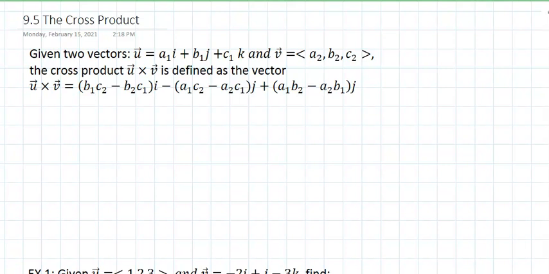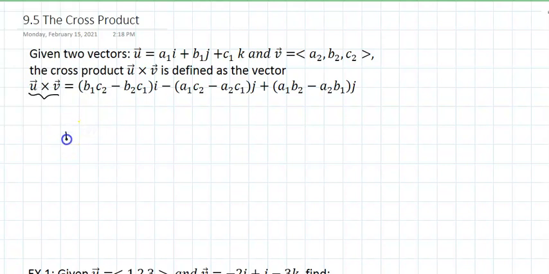Section 9.5 talks about the famous cross product. Given two vectors, u is a1i plus b1j plus c1k. V is a2i plus b2j plus c2k. The cross product is given by that formula. Of course, you're not expected to memorize that. So this is how we find u cross v.